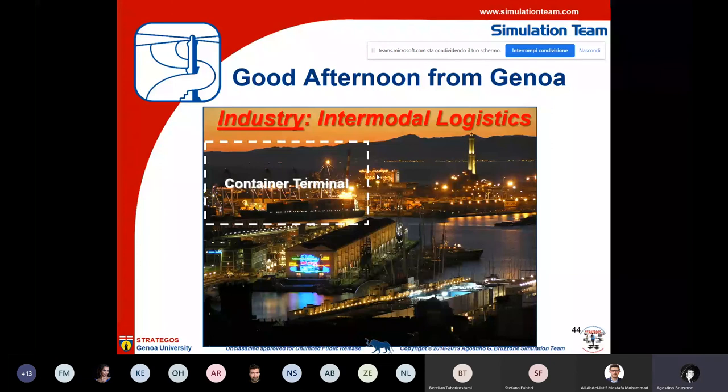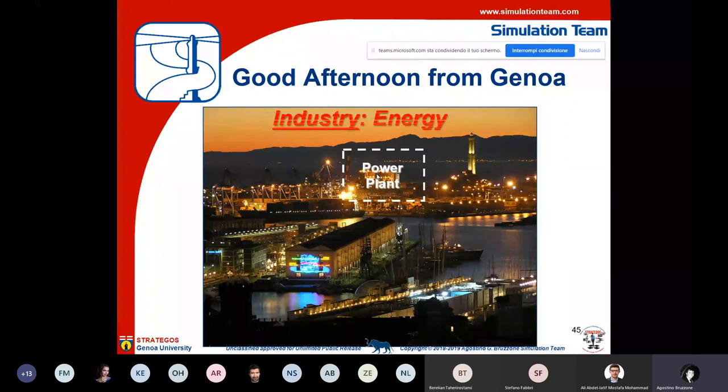What does intermodal logistics mean? Trains arrive, trucks arrive from land, ships arrive from sea, and they exchange, in this case, containers. So, this is another industry in the sector of logistics. Near the terminal, there is a power plant. Nowadays, it's usually shut down for pollution reasons because there are other sources. But up to a couple of years ago, there was a power plant fully operating, with several hundred megawatts of production that was producing energy partially for the town. A power plant in the industry sector.